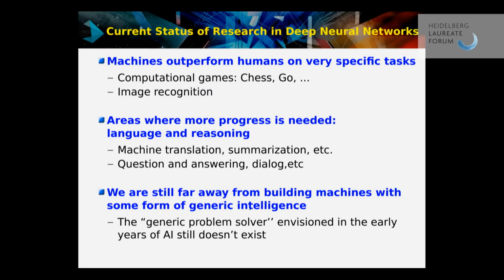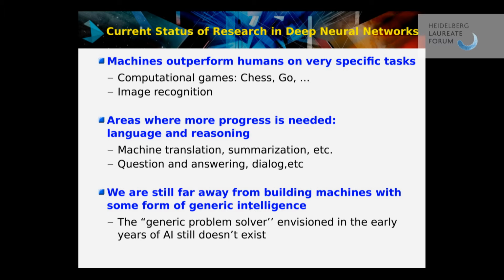So what is the current status of research in deep neural networks? I think there are a couple of areas which are very specific where machines outperform humans. Typical examples are, let's say, computational games like chess, more than 10 years ago, and now Go, 6 years ago. And in image recognition, we already have human performance now that was tested.